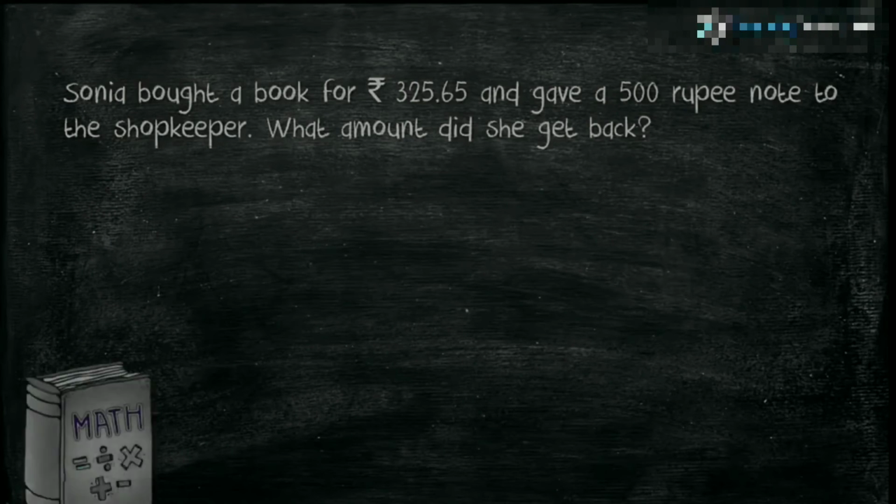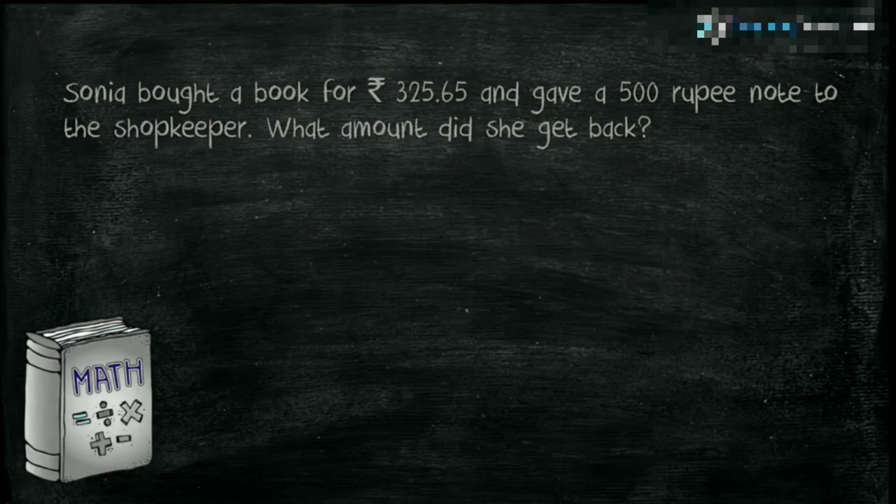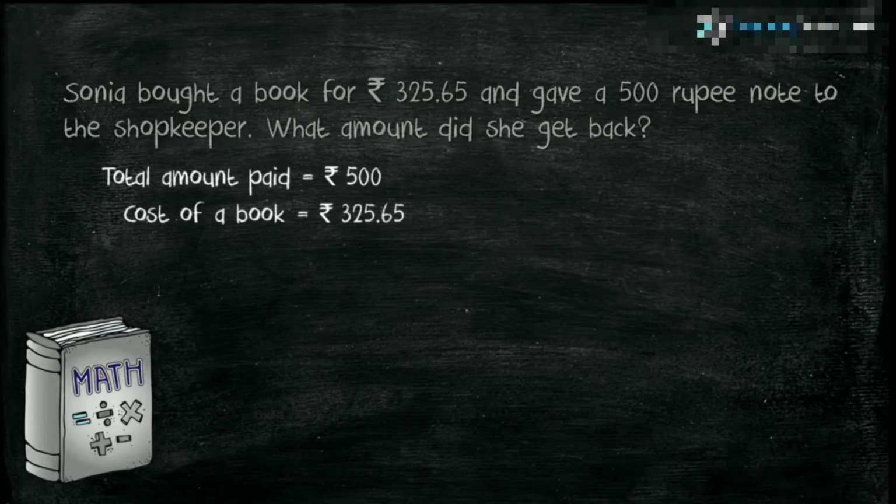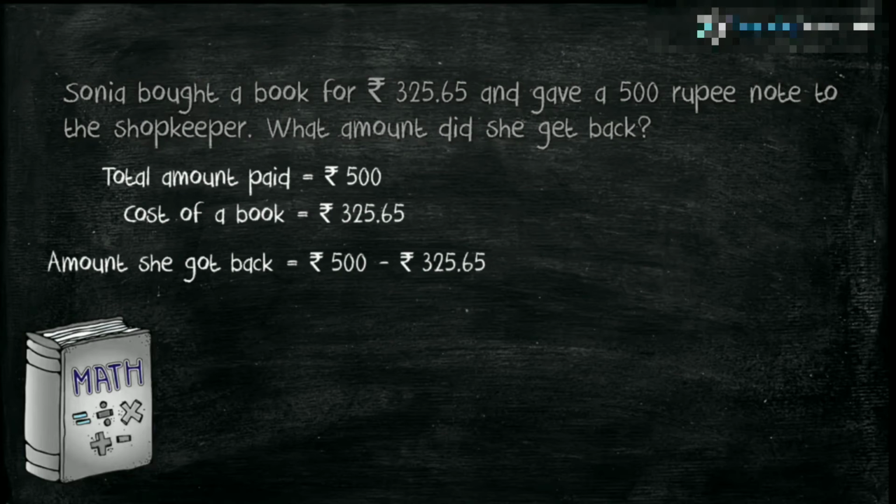Now let's do a word problem. Sonia bought a book for rupees 325.65 and gave a 500 rupee note to the shopkeeper. What amount did she get back? Let's write the statements. Total amount paid equals rupees 500. Cost of a book equals rupees 325.65. Now, to find the amount Sonia got back, we will subtract the cost of the book from the amount paid. So let's subtract them.